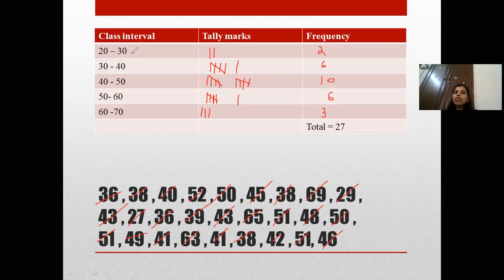And remember that when you subtract the lower limit from the upper limit, whatever answer you get, the difference, 10, should be the same for all the class intervals. Here also you can see 40 minus 30 is 10. 50 minus 40 is 10. So the class intervals should be such that the class size, as we call it, is the same. Okay, children, thank you very much. Copy it and write it down in your notebook.